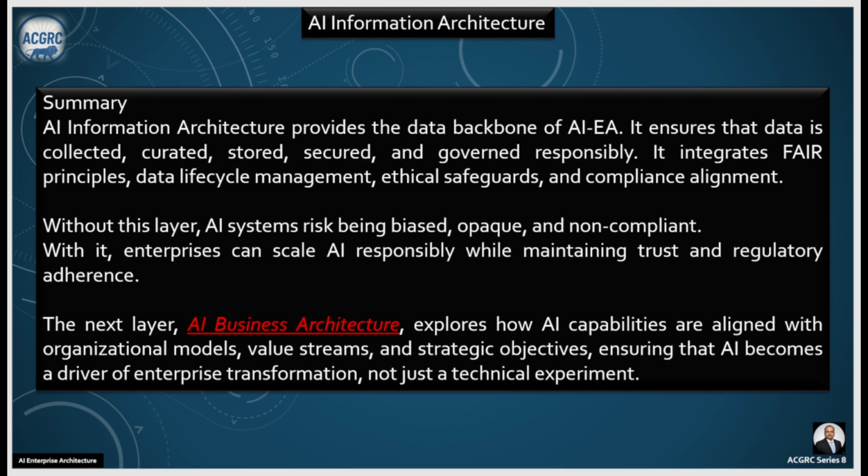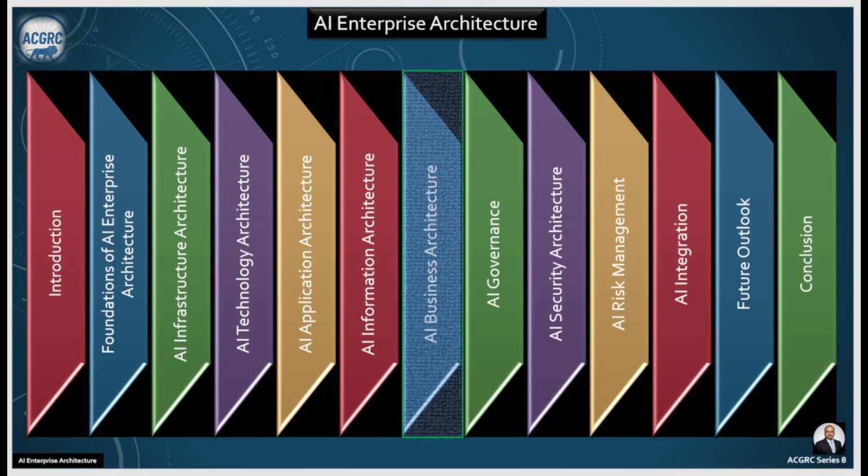The next layer is the AI business architecture. It will explore how AI capabilities are aligned with organization models, value streams, and strategic objectives. The AI business architecture ensures that AI becomes a driver of enterprise transformation and not just a technical experiment.